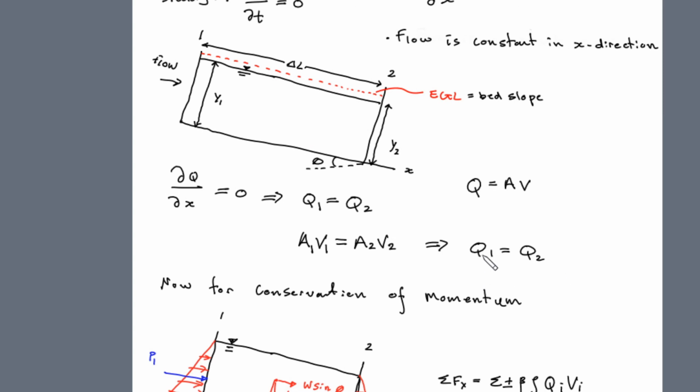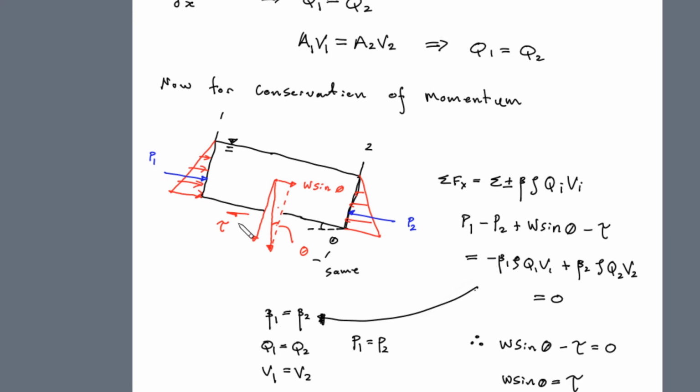Now, if we look at the conservation of momentum diagram, we have from point 1 to point 2, a pressure force driving and a pressure force resisting.